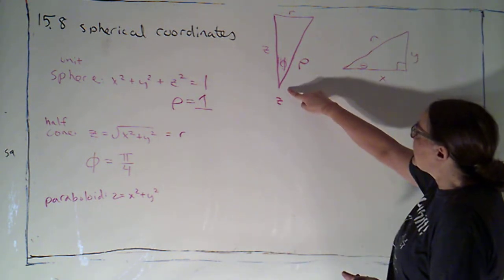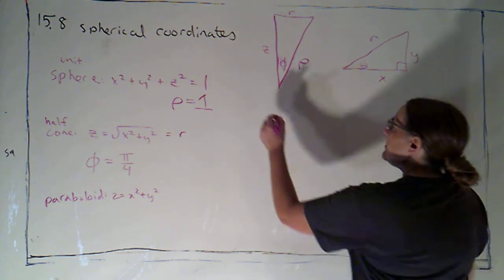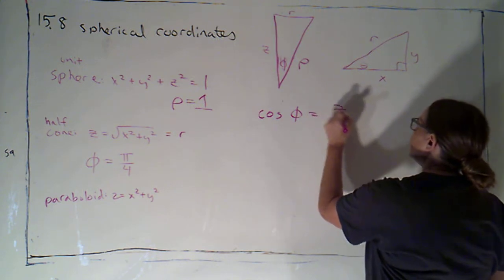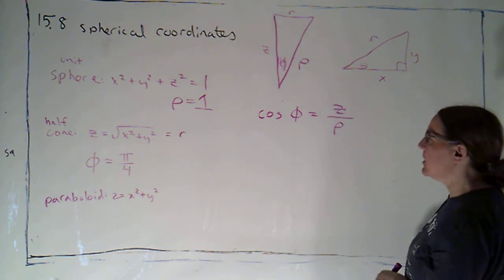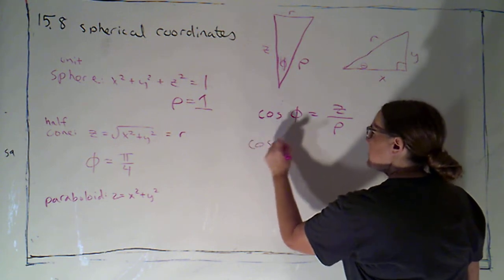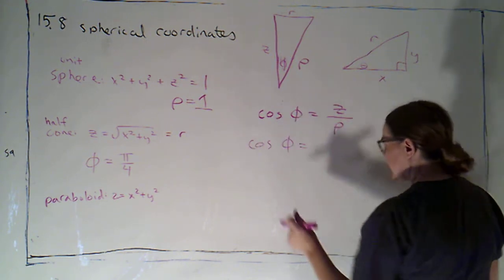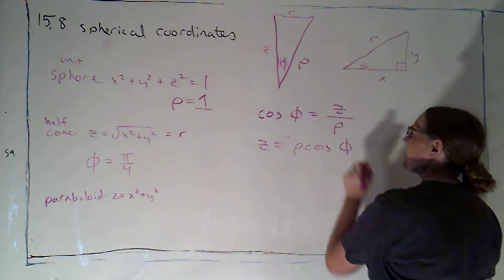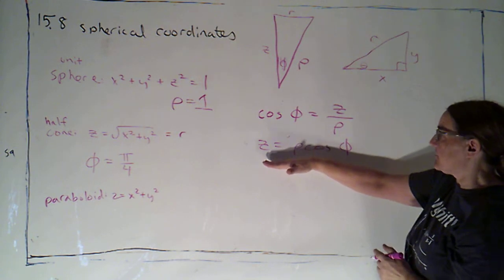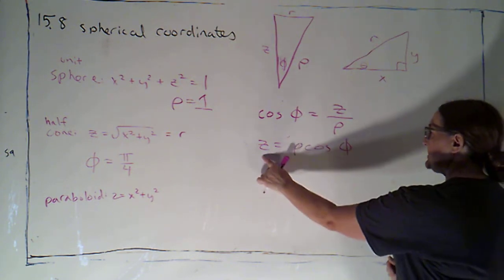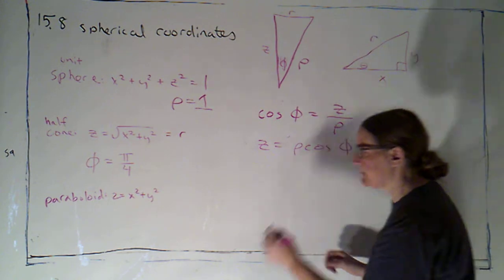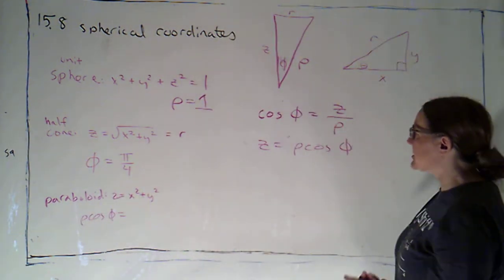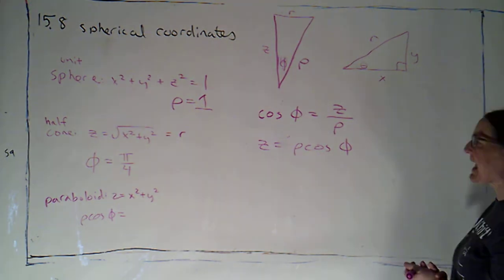So looking here, remember we got that cosine of phi was equal to z over rho. Okay. That means z is equal to rho cosine of phi. And we did confirm that that works in all cases, even if z is negative and phi is obtuse. Okay. So we're going to have rho cosine of phi equals. And then we've got x squared plus y squared. So now we've got to get x.